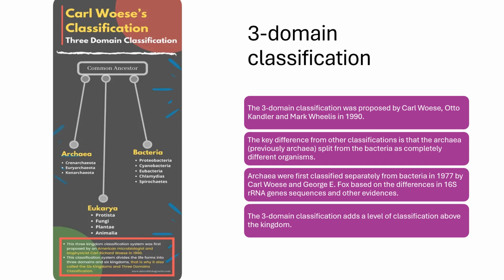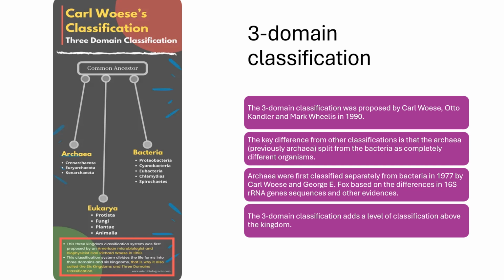Once you have understood what are the properties of archaebacteria and how they are found and what are the differences from the eubacteria, we now come to the three domain classification. The three domain classification was proposed by Carl Woese, Otto Kandler, and Mark Wheelis in 1990. The key difference from other classifications is that the archaea, previously called archaebacteria, is the same thing here, but I think I should have mentioned here that archaea right now is a domain.